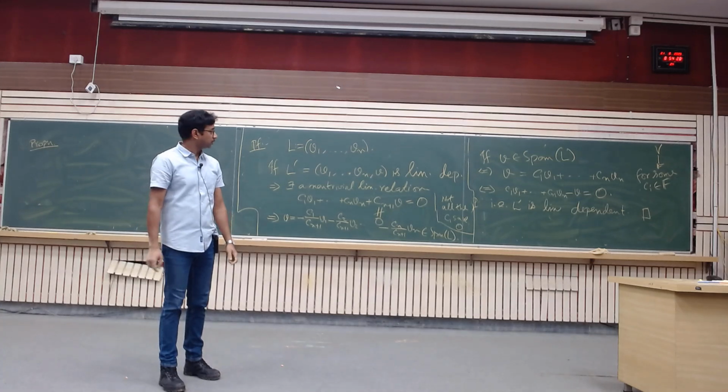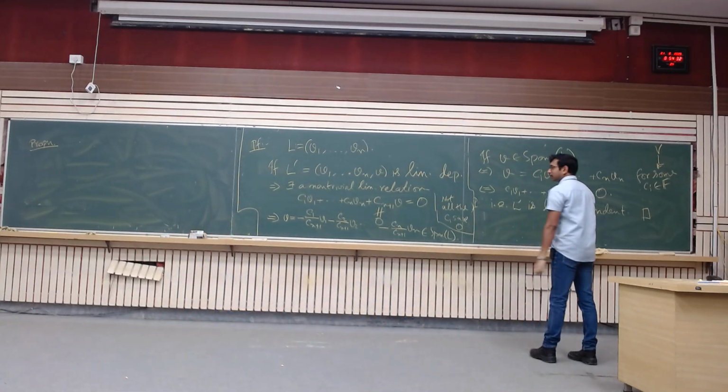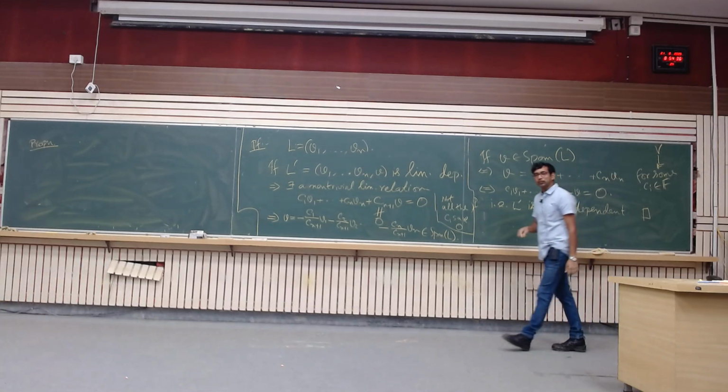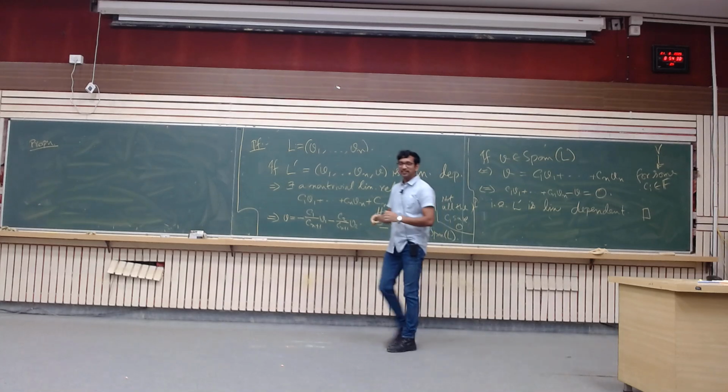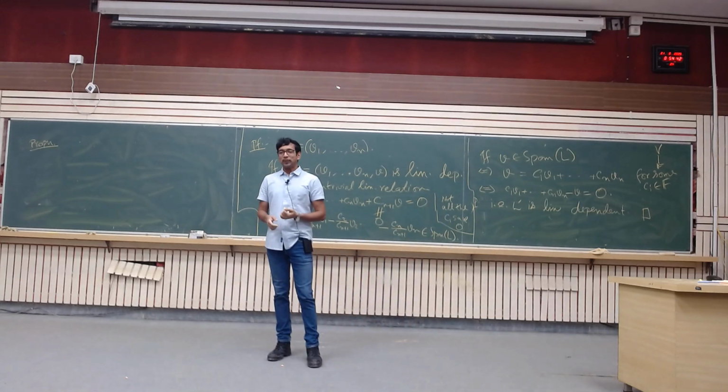Which one? In the V. Yes. So what happens if it is 0? What was the proposition? What we are trying to show, that L prime remains linearly independent or not.